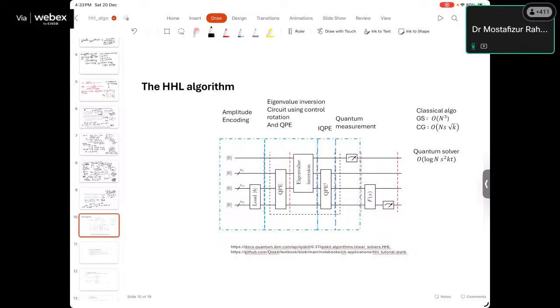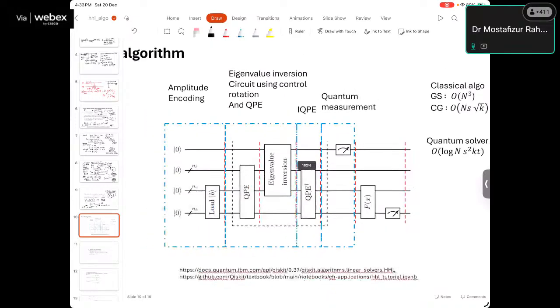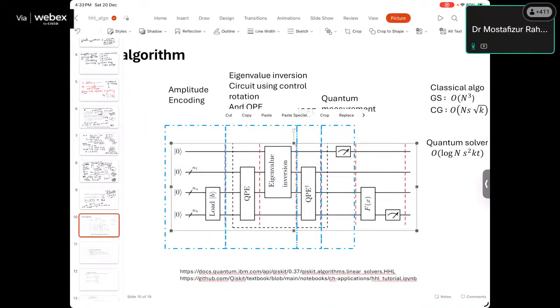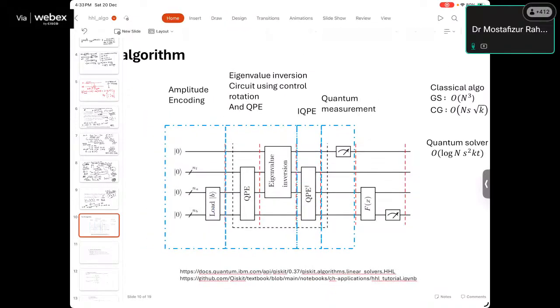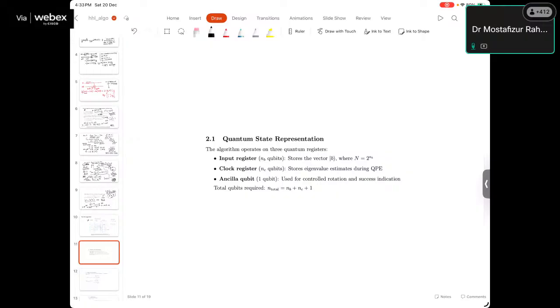There is a diagram. First, because you have the state ket b, you need to encode it here. There are three types of qubits basically. So let me give the names: input registers, clock registers, and ancillary registers. Three types of qubits you need to use.